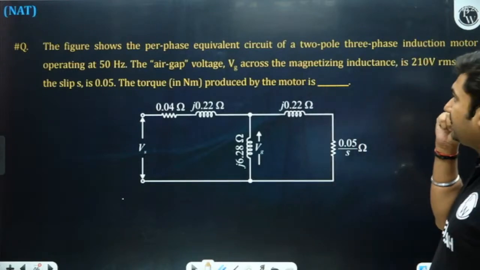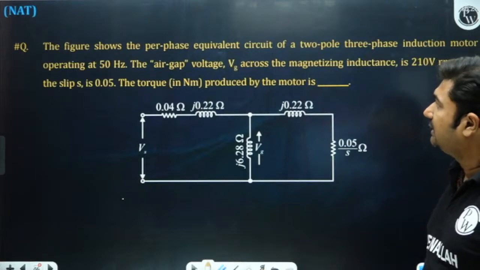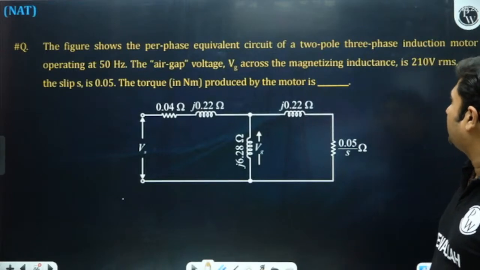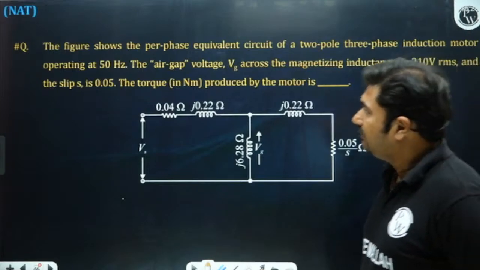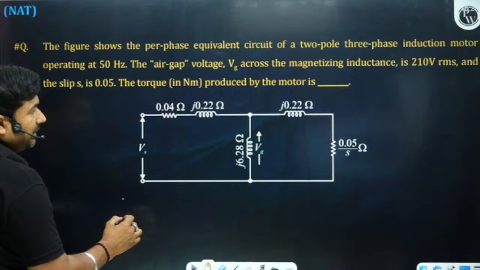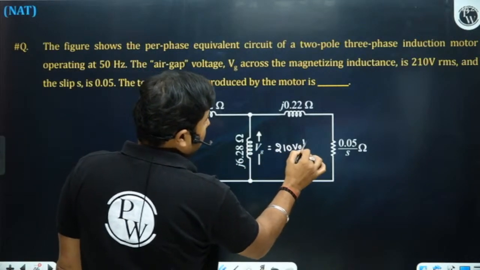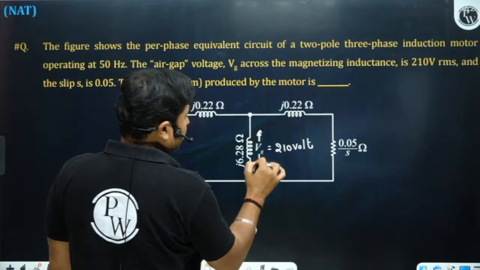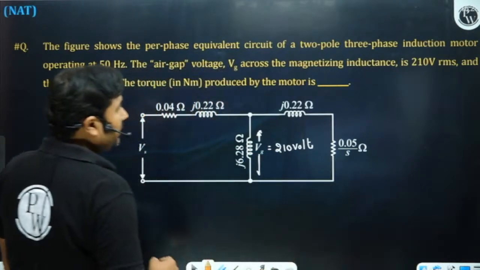Figure shows a per phase equivalent circuit of a 2-pole 3-phase induction motor operating at 50 Hz. Air gap voltage Vg across the magnetizing inductance is 210 volt RMS. The slip S is 0.05. Torque produced by the motor in Newton meter is. So you know about the voltage here, 210 volts. And definitely it's a per phase indication, so it's a per phase voltage. We need to find torque.